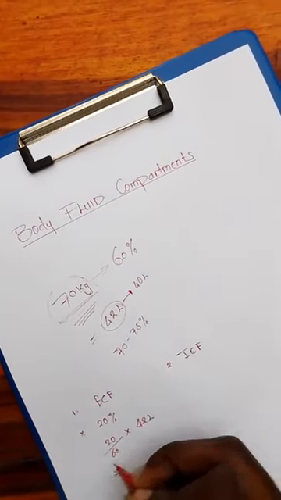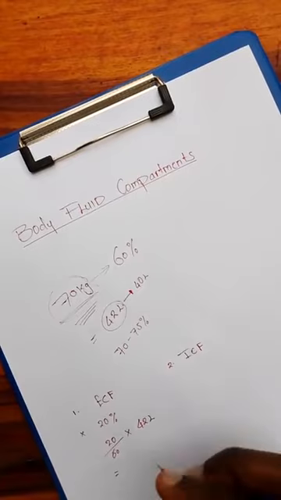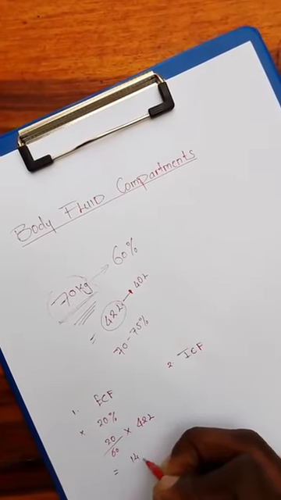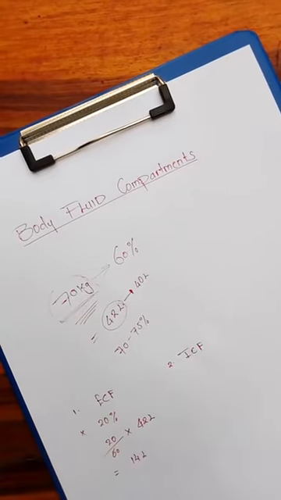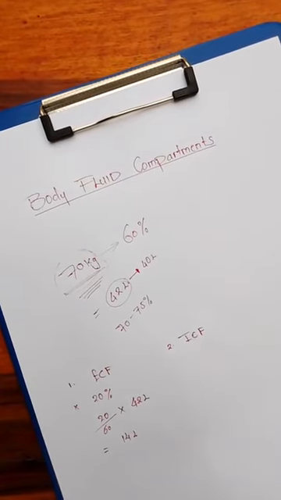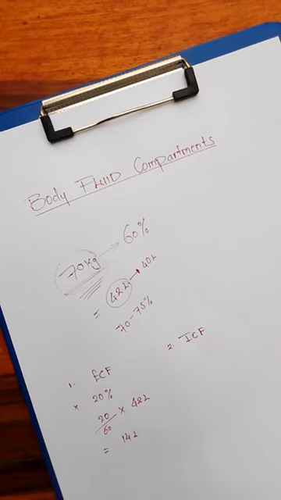When you do the math here, you are going to find that the extracellular fluid is about 14 liters. So the extracellular fluid, the fluid found outside the cell, is about 14 liters, and it constitutes about 20% of the total body weight. I believe we are following.